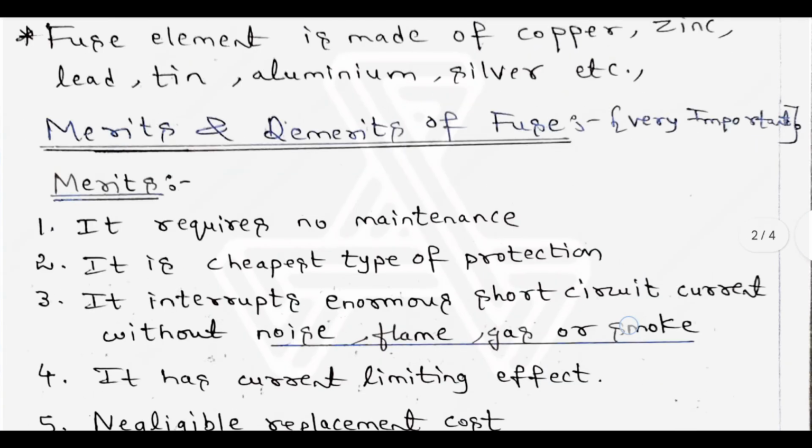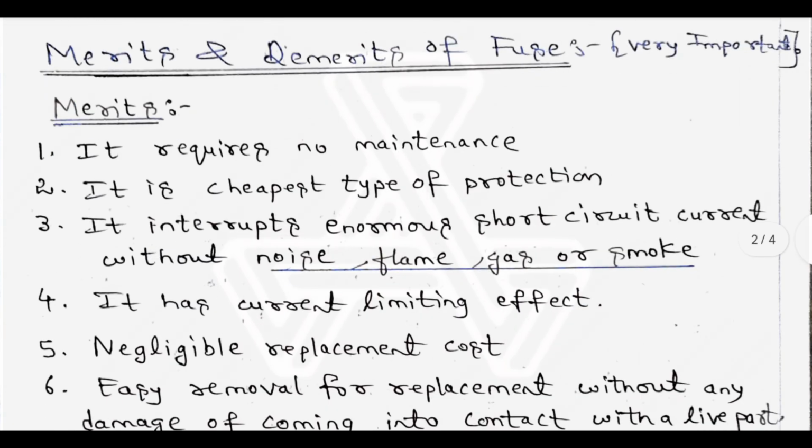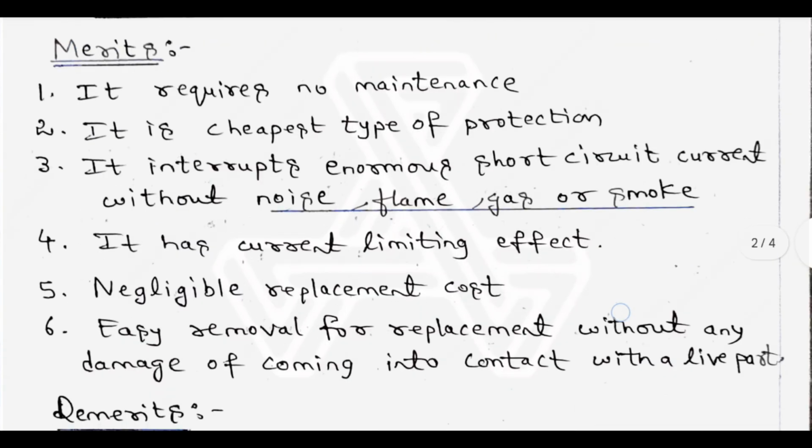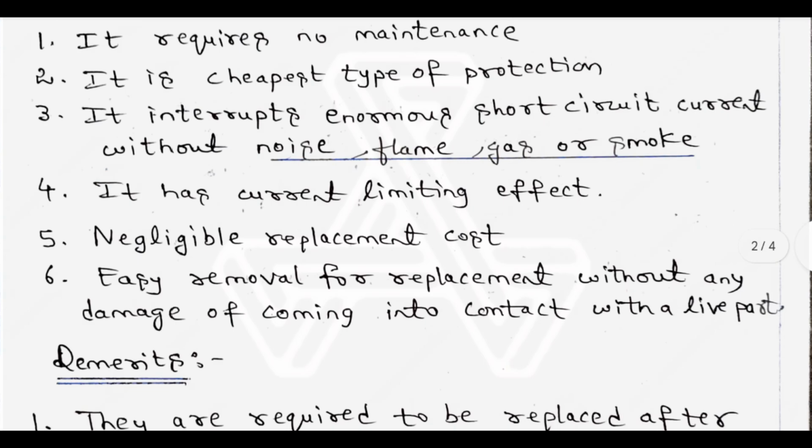Merits and demerits of fuse. Merits: it requires no maintenance, cheapest type of protection. Interrupts enormous short circuit currents without noise, flame, gas, or smoke. It has current limiting effect, negligible replacement cost, easy removal for replacement without any damage or coming into contact with a live part.